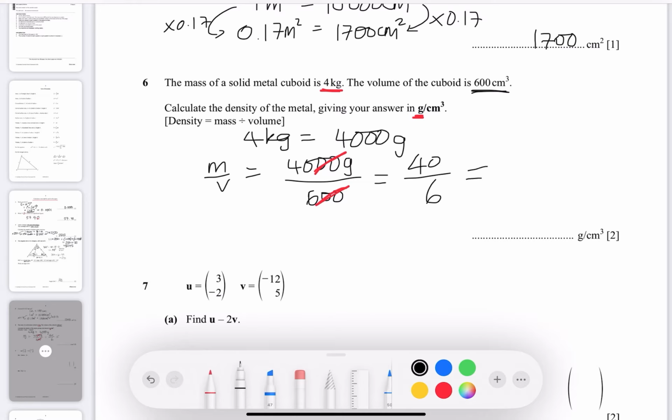as you can give it as a mixed number or mixed fraction. So 40 over 6 is equal to, if we simplify this first, 20 over 3. And 20 over 3 we know as a mixed fraction is equal to 6, because 6 times 3 is 18, and there's a 2 remainder. So 6 and 2/3 grams per centimeters cubed, and we can leave it as that. 6 and 2/3 grams per centimeters cubed.